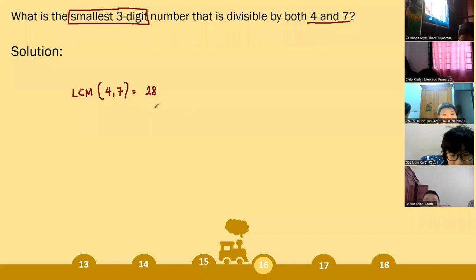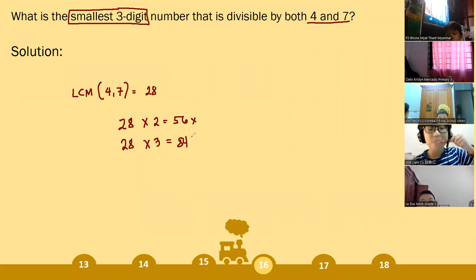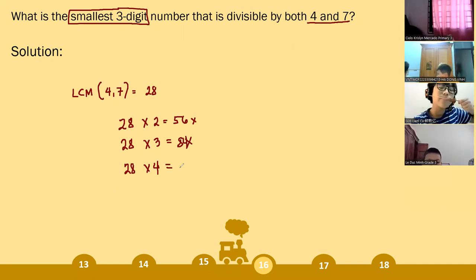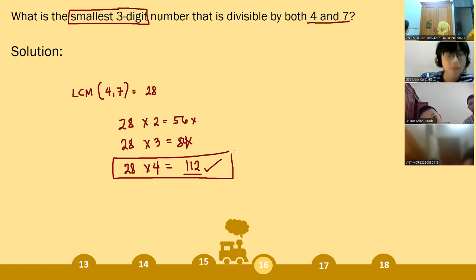So, you know that 28 times 2 is 56. That is still not a 3-digit number. 28 times 3, that is 84. This is still a 2-digit number. So when you have 28 times 4, you will get 112. This is already a 3-digit number. So that is the answer. Are you sure? Is it correct?